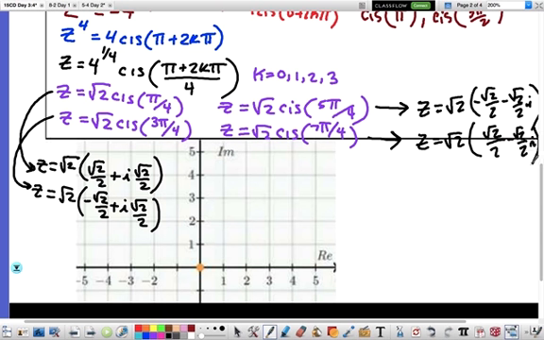Do you agree with those? Yeah. We can simplify further because we'll distribute, and that becomes what? 1, 1. So this is 1 plus i. This is -1 plus i. That one is -1 minus i. That one is 1 minus i. Right? Just distribute the square root of 2.